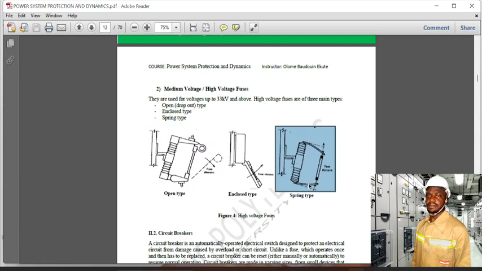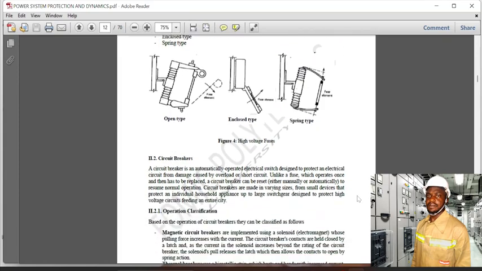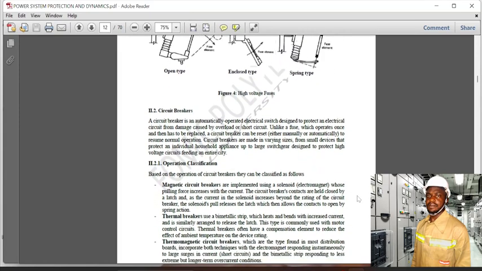So this one is used for high voltage, medium voltage of up to 33 kilovolt and higher voltages. So these are the fuses that are used for medium and high voltage applications. Then now we have the circuit breakers.